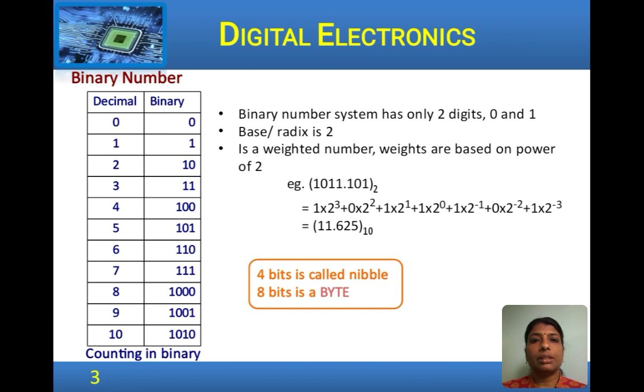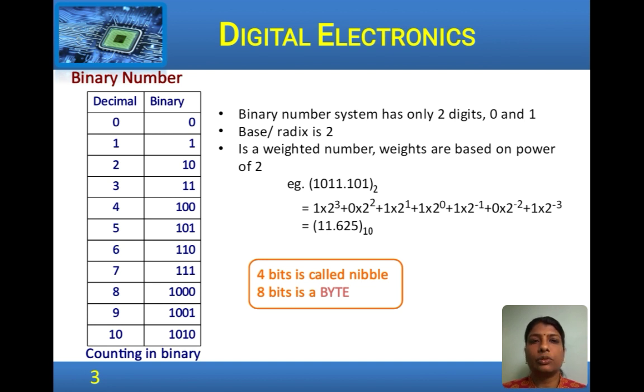The weights of the numbers here are based on powers of 2. So, considering the integer part, the first digit has a weight of 2 power 0, the next 2 power 1, moving from right to left. And moving from left to right for the fractional part, the weights are 2 power minus 1, 2 power minus 2 and so on. Expanding this and summing up, we get the decimal equivalent of the binary number. The left side table shows the decimal numbers and binary representations for these decimal numbers.